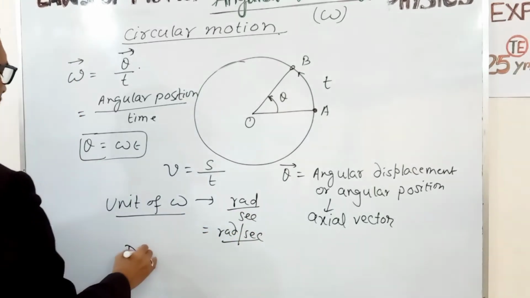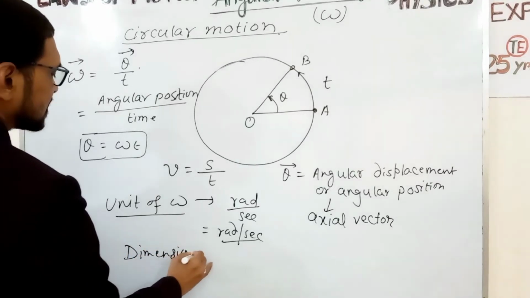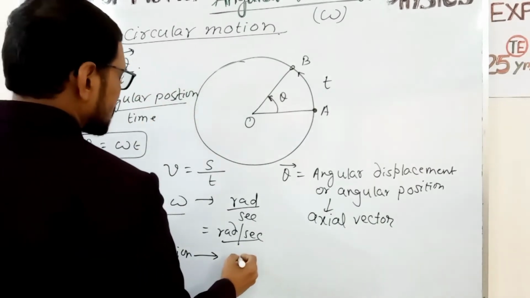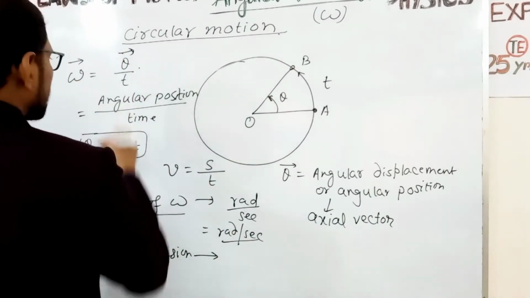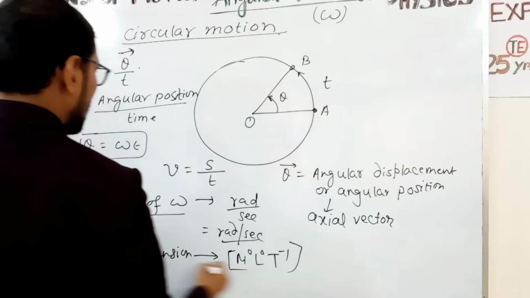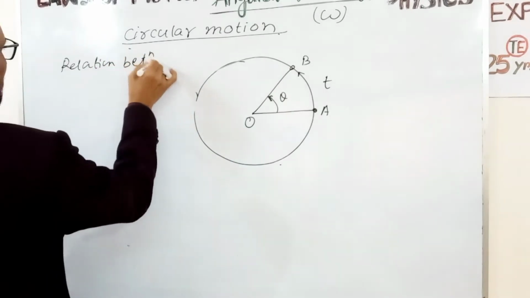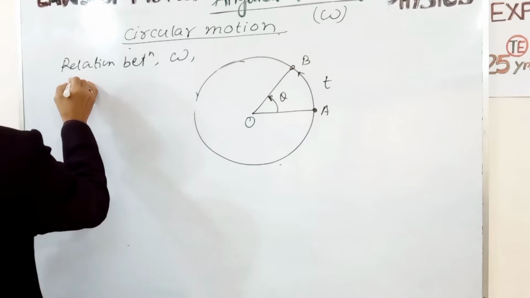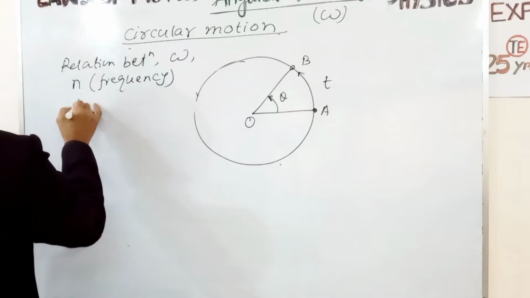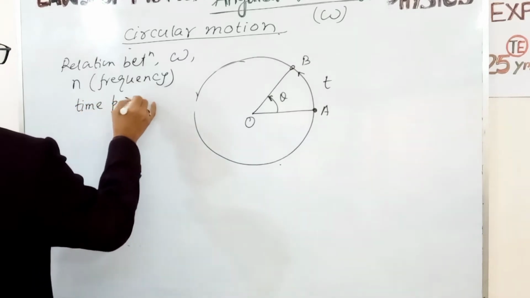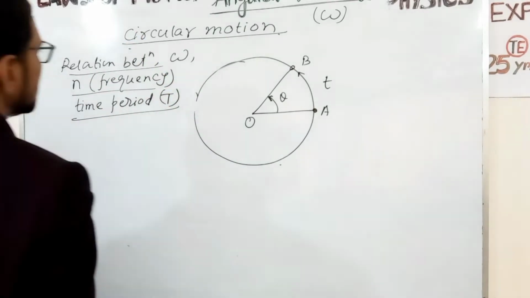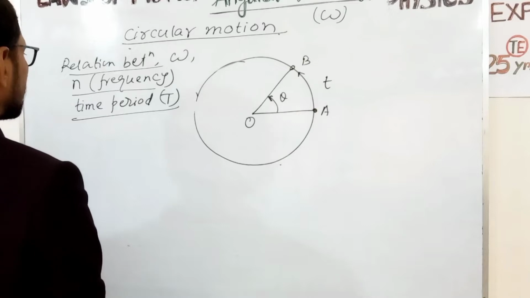Now what is the dimension? Theta has no dimension, and t is in seconds, so the dimension of omega is m to the power 0, l to the power 0, t to the power minus 1. Now the relation between omega, frequency n and time period t. Very important things: the relation between omega, frequency and time period.